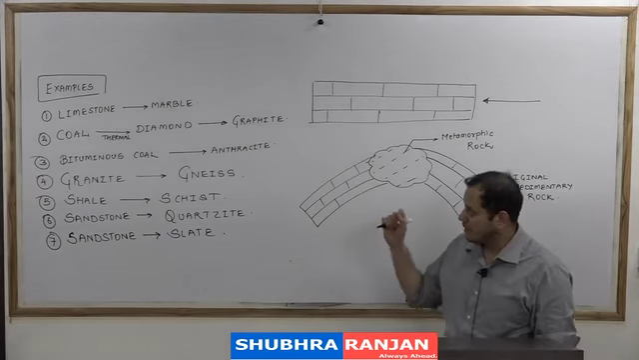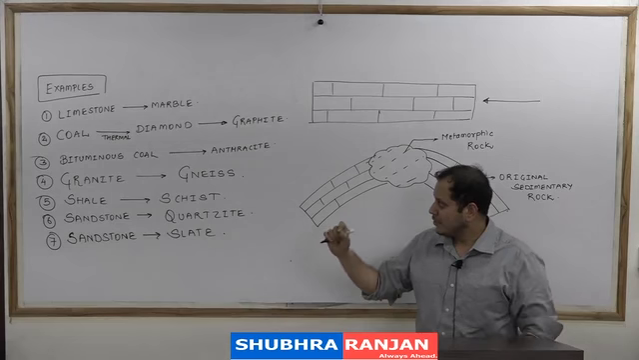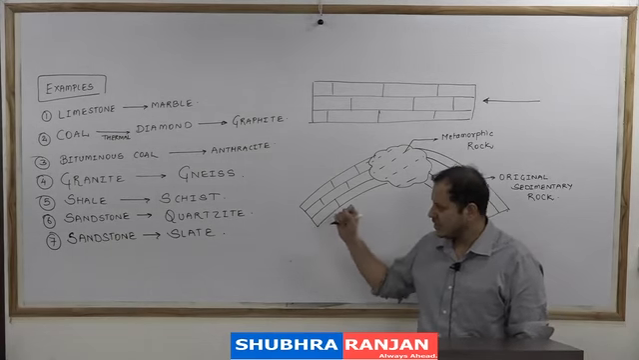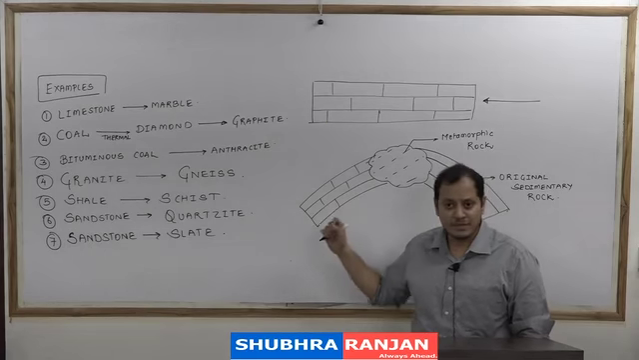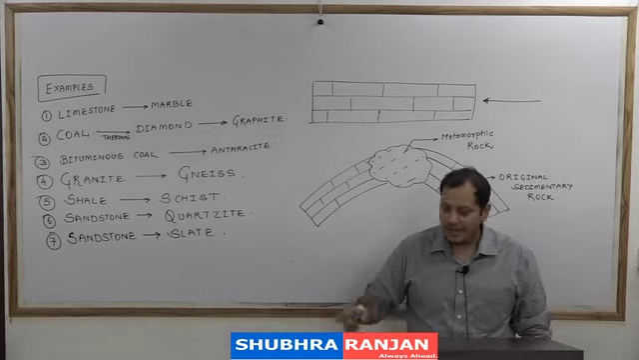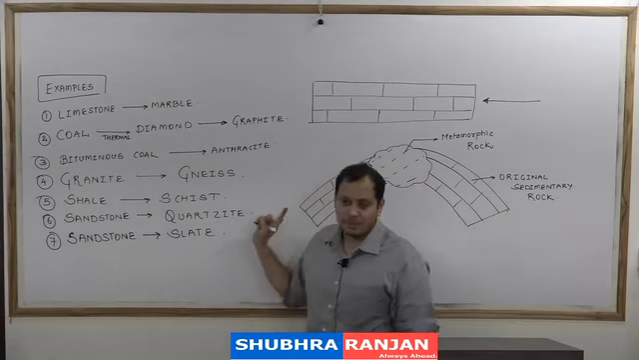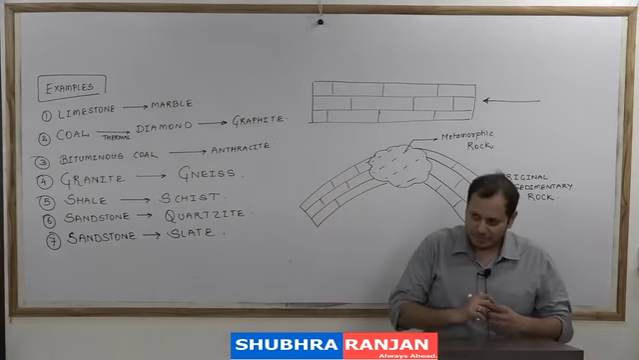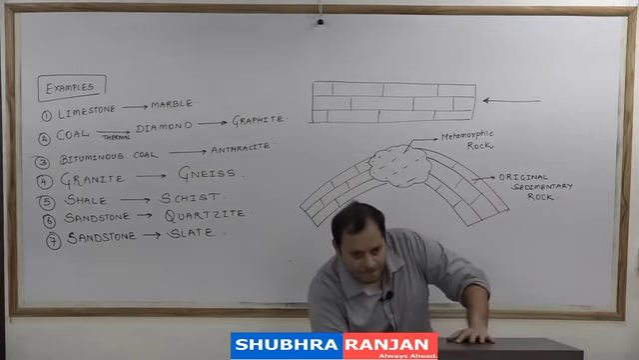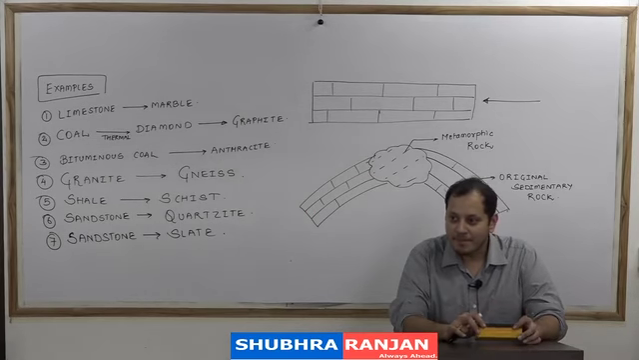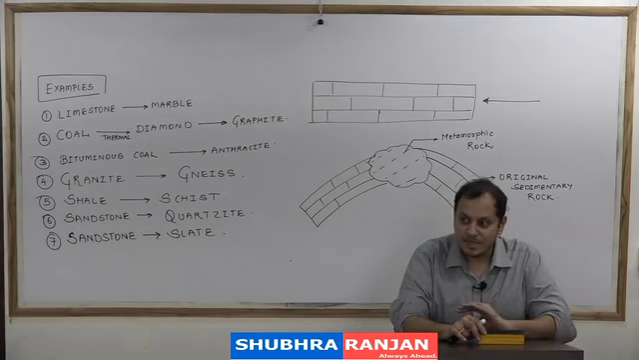So these are examples of metamorphism. Limestone into marble, coal into graphite, bituminous into anthracite, granite into gneiss, shale into schist, sandstone into quartzite, or sandstone can even be converted into slate. Remember this for Indian geography also, even for the preliminary examination. Fine with this? No, non-reversible. Sir, whether it becomes quartzite or slate will depend on pressure, temperature, many things.